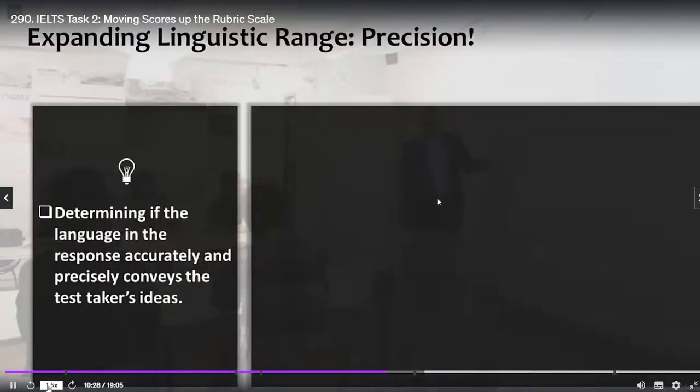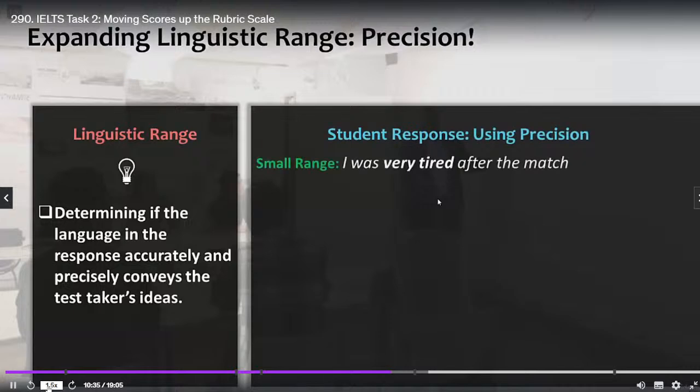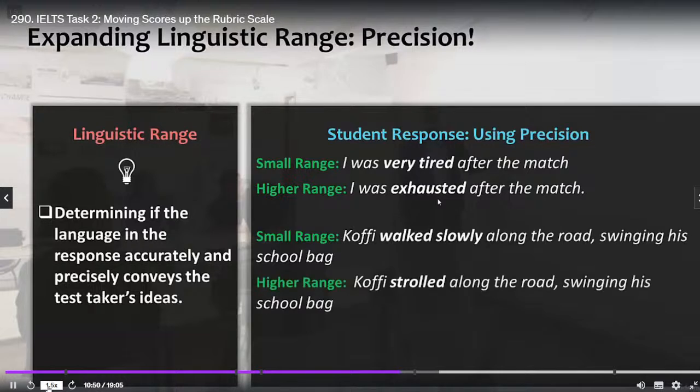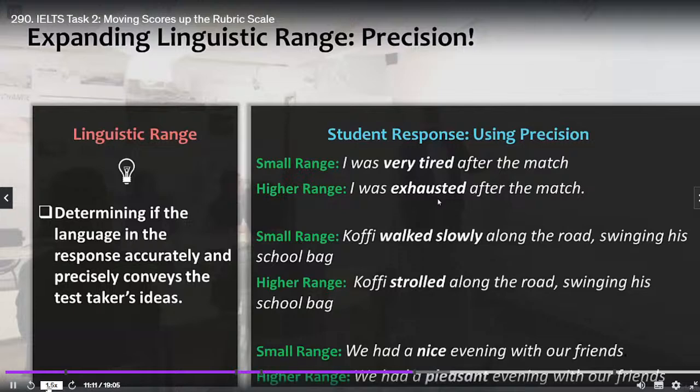Now here is some more information about what I mean by precision. Linguistic range, right? Small range, I was very tired after the match. Higher range, I was exhausted after the match. Exhausted is more precise. Small range, Kofi walked slowly along the road, swinging his school bag. Higher range, Kofi strolled along the road. That's much more precise. When I say somebody's walked slowly, that's very general. Strolling gives a completely different picture, and it's much more precise. Small range, we had a nice evening with our friends. Higher range, we had a pleasant evening with our friends. When we're talking about linguistic range, we're talking about precision.